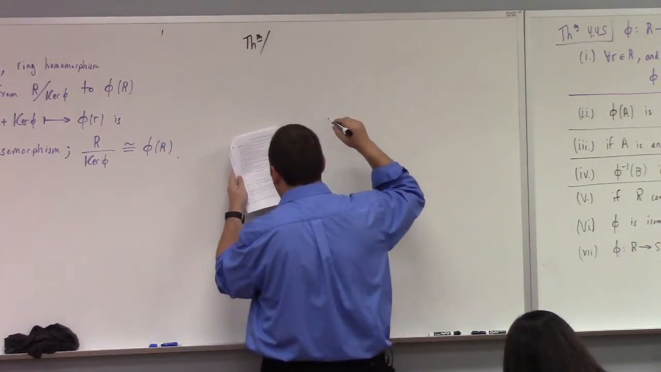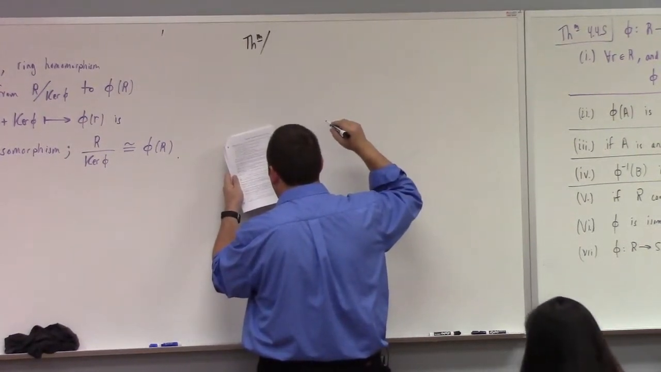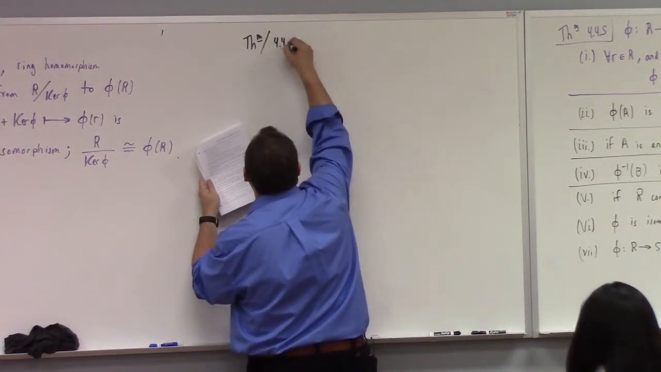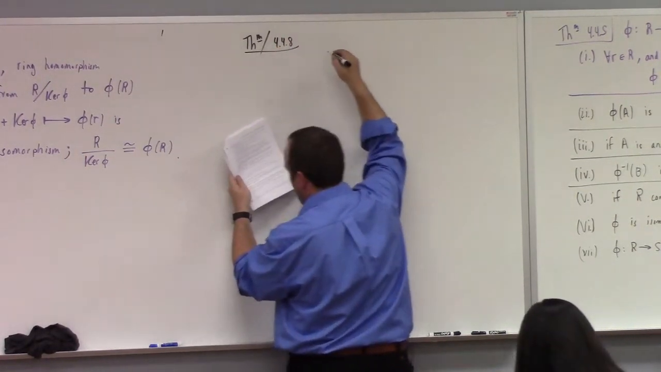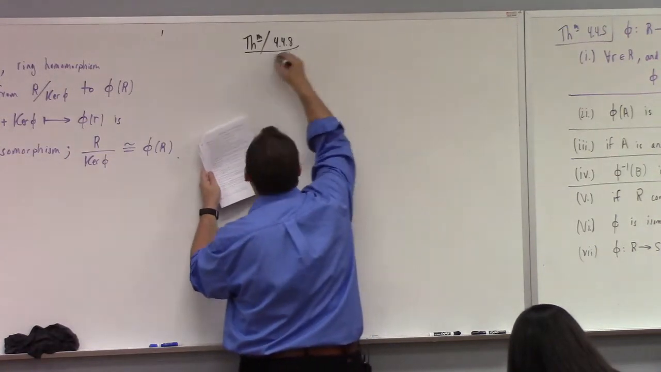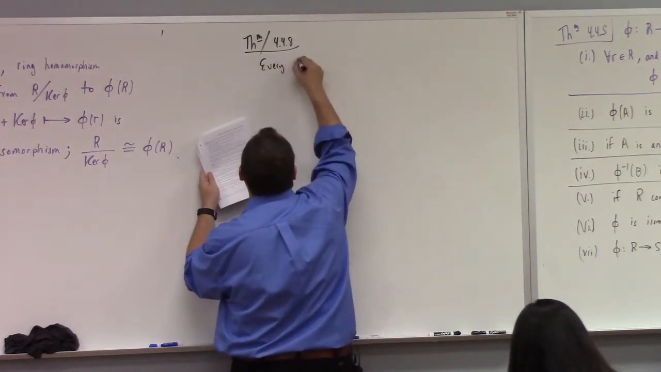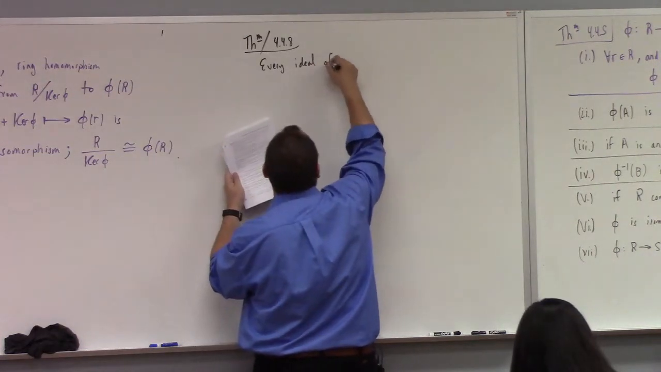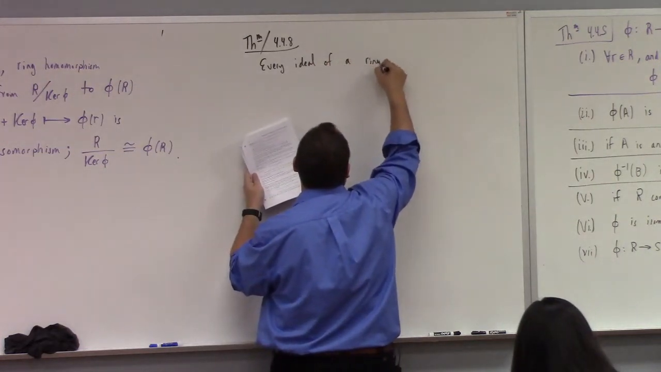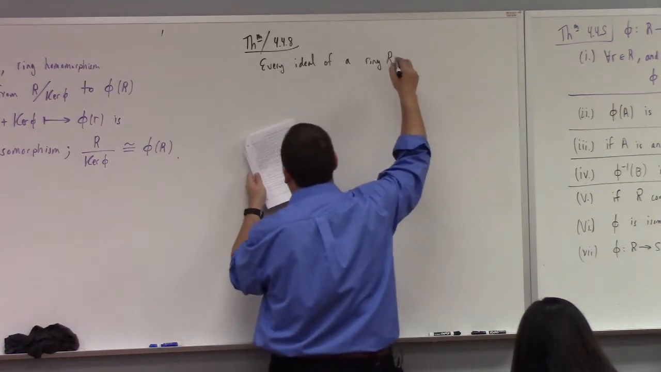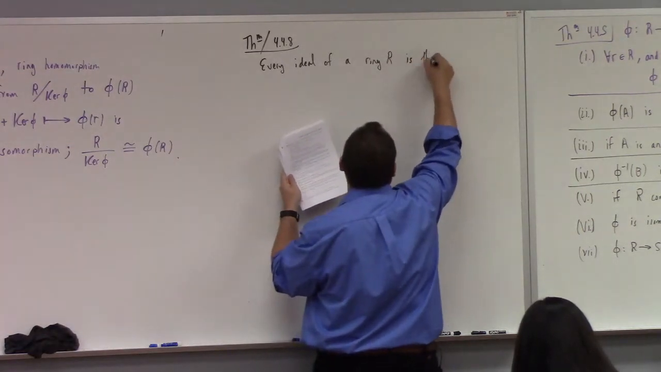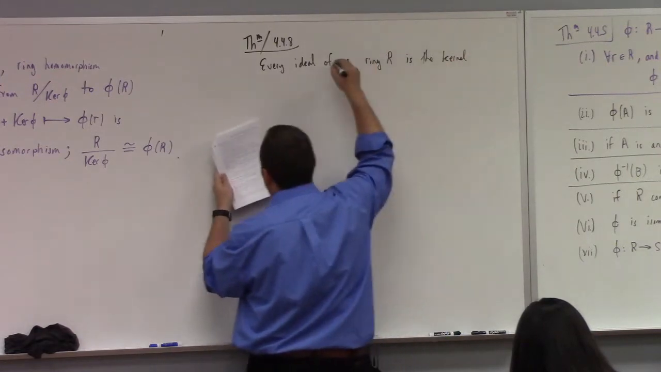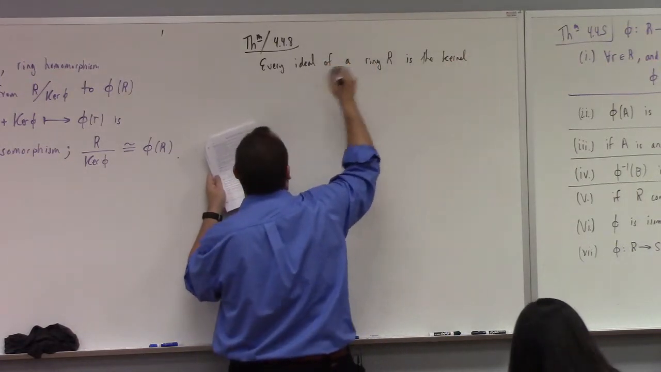Again, phi, a ring homomorphism. Oh, sorry. I was about to give you a rerun. That's no good. 4.48. Every ideal of a ring R is the kernel of a ring homomorphism of R.